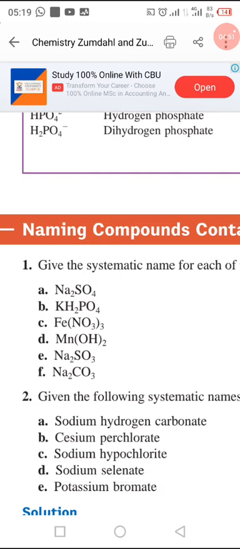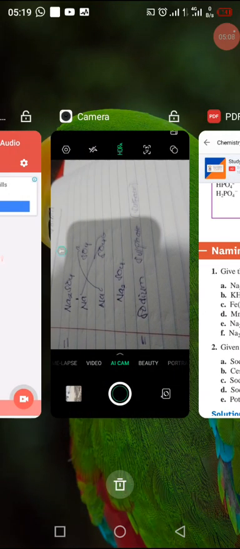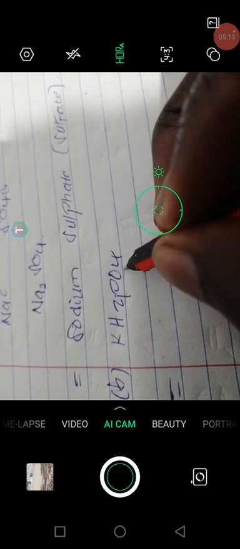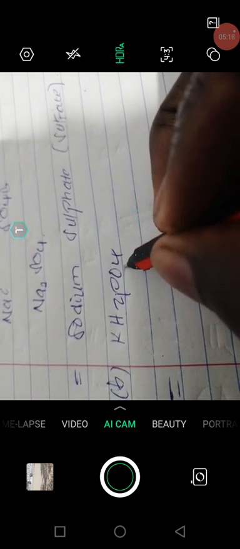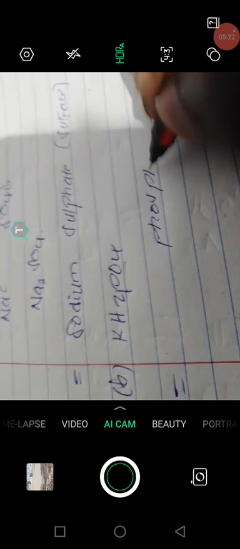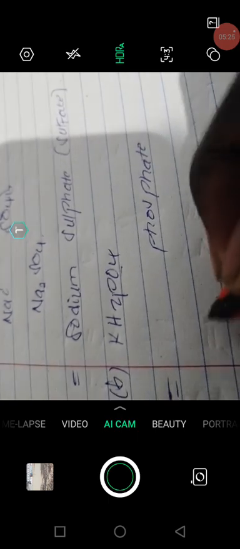Number 1, we've got potassium. If you look very properly, PO4, that is phosphate. It's not phosphite. If it was phosphite, we would have PO3. It is phosphate. So what will be the name of this one? This is phosphate, so I've got phosphate here.